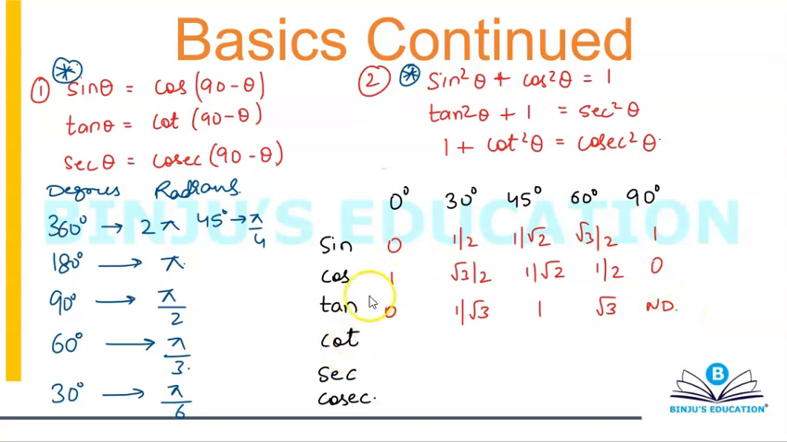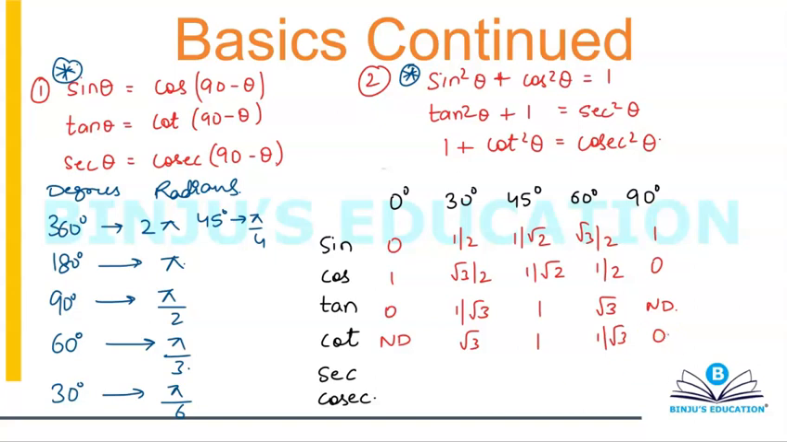What is cot? Cot is cos by sine, exactly the opposite of tan. So 1 over 0 not defined. Root 3 by 2 by half is root 3. 1 by root 2 by 1 by root 2 is 1. Then 1 half divided by root 3 by 2 is 1 by root 3. And then 0 by 1, which is 0. Again, you can see that the values of cot is exactly the complementary of that of tan.